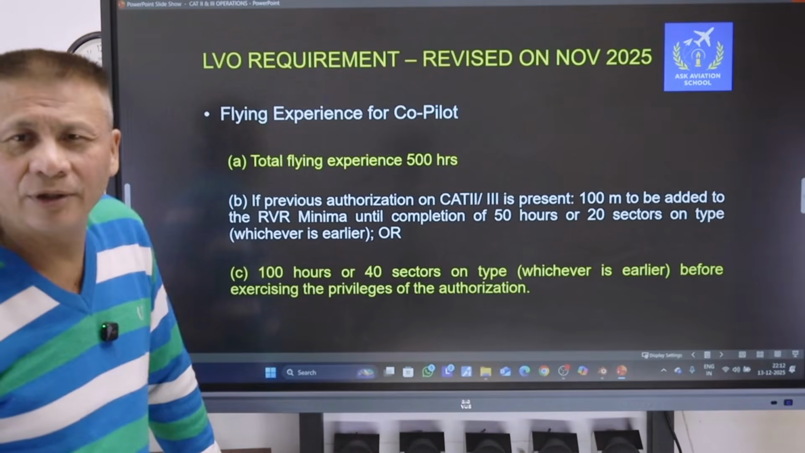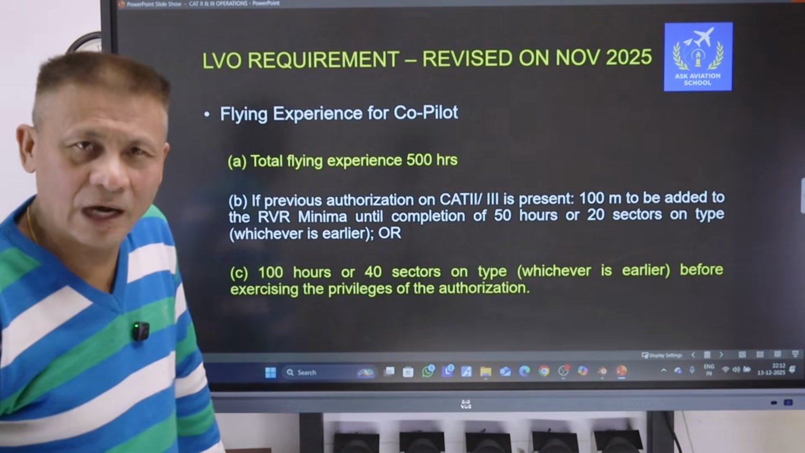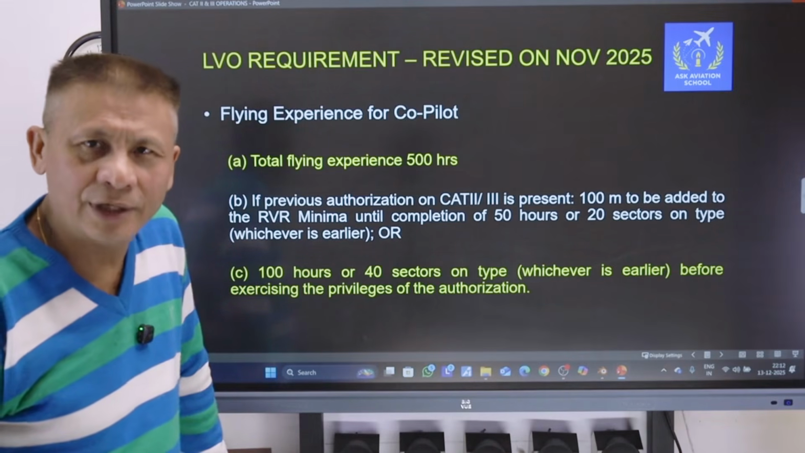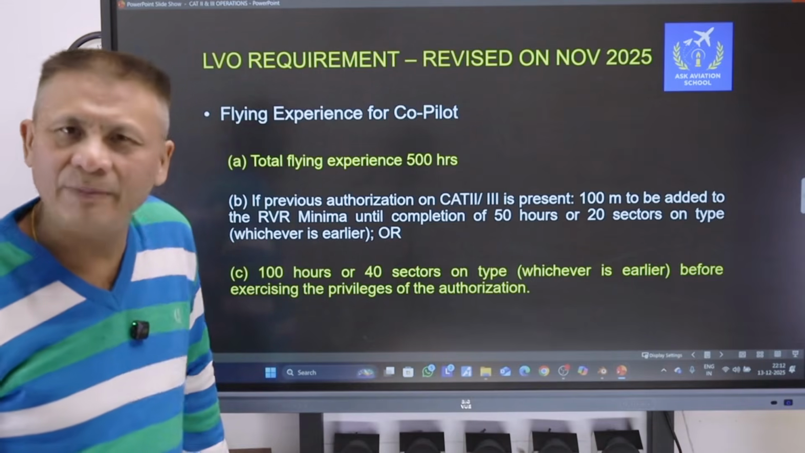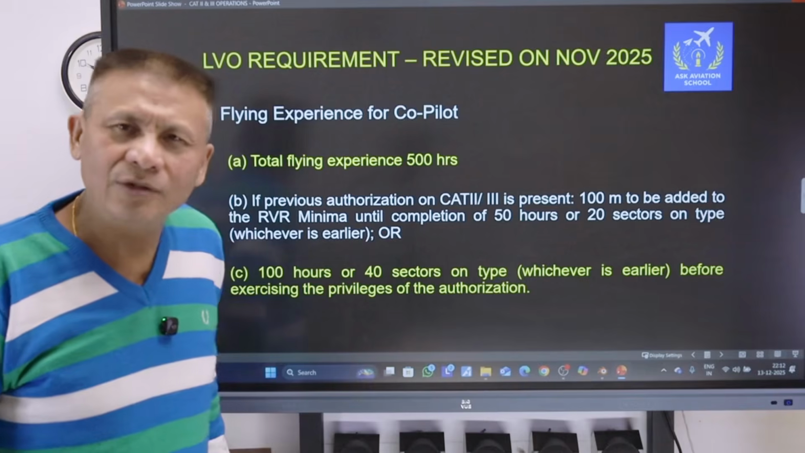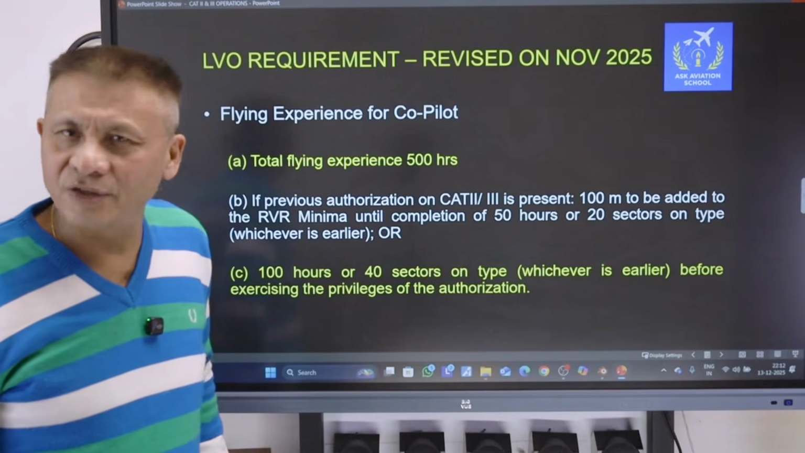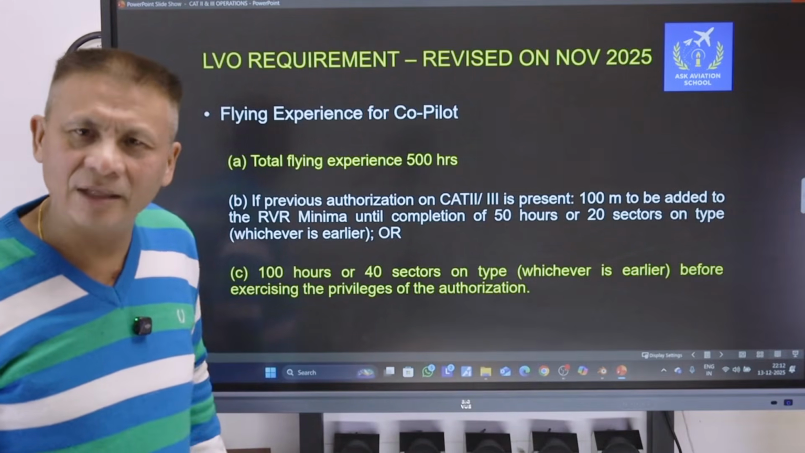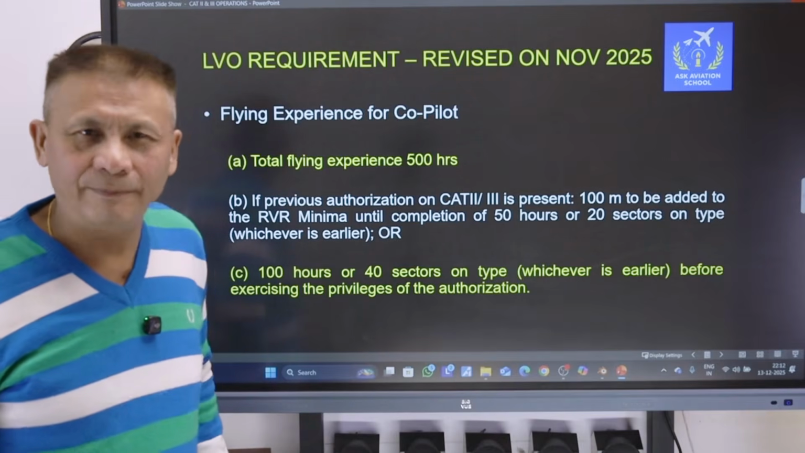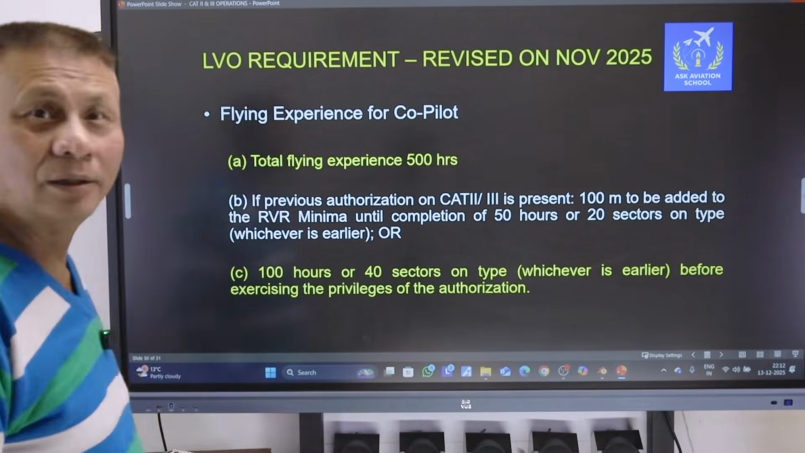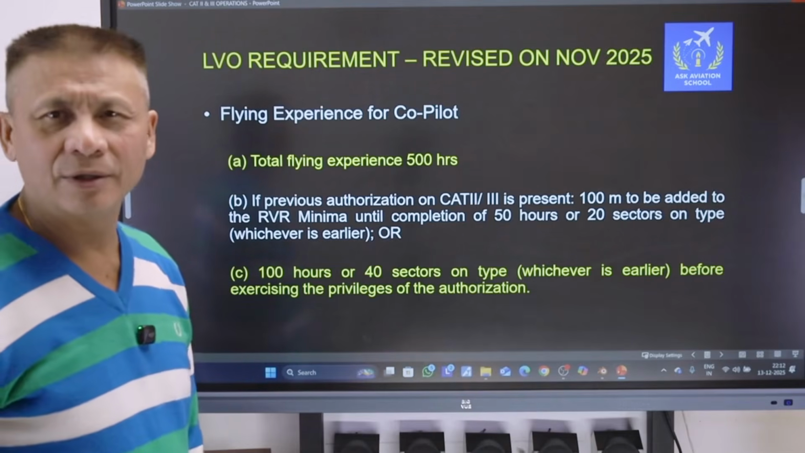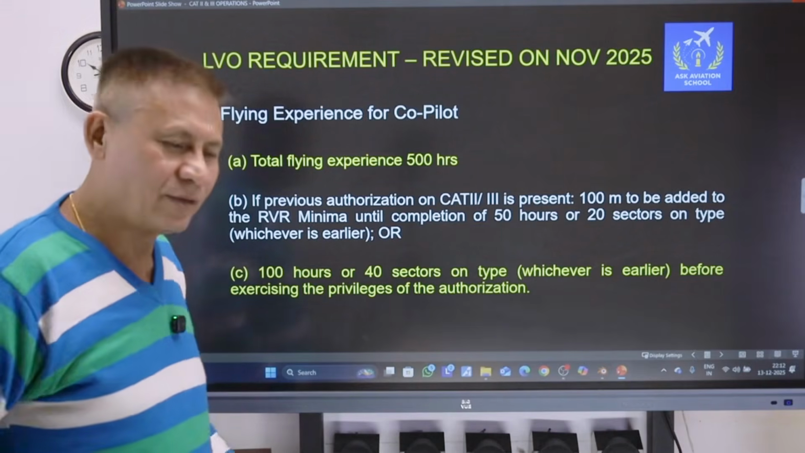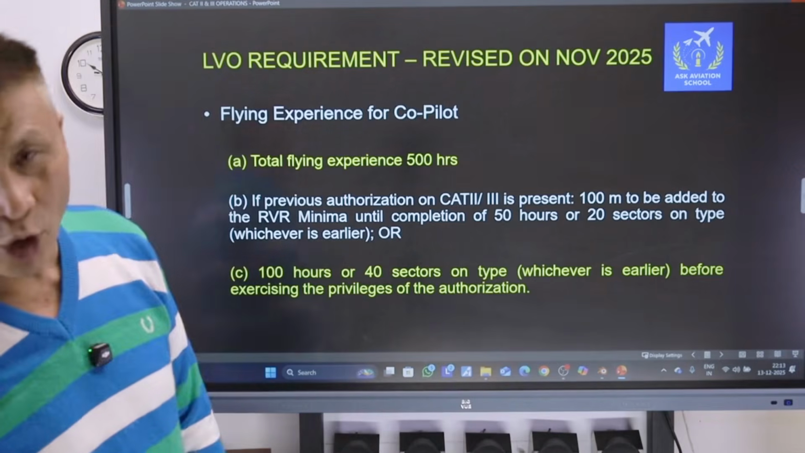As far as the co-pilot is concerned, the total flying hours required is 500 hours, and if you have previous experience or authorization for category 2 and 3, then you must add 100 meters to the prescribed minima until you complete 50 hours or 20 sectors on that particular type, whichever is earlier. Or if you do not have the previous certification, then you must add these 100 meters until you complete 100 hours or 40 sectors on that particular type of aircraft before you exercise the privilege of the PF of the co-pilot under the low visibility operations.